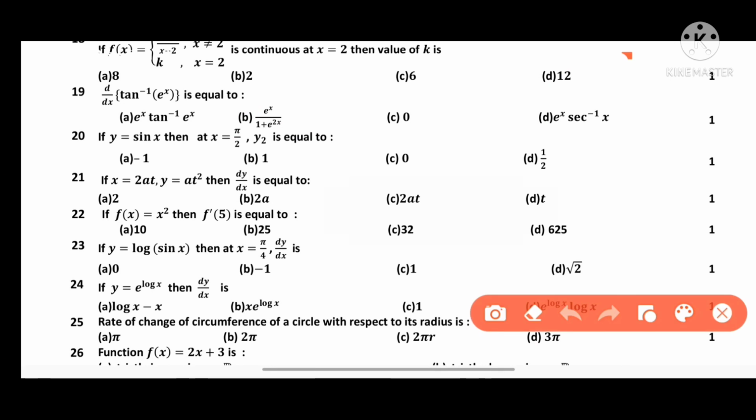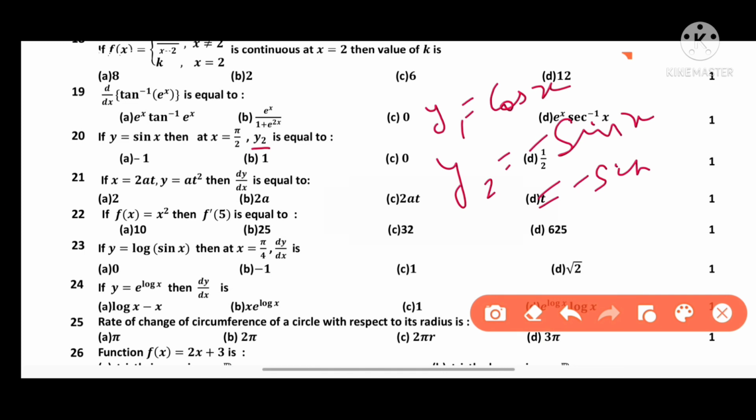Next, if y is equal to sin x, then at x is equal to pi by 2, y2 is equal to, because y is equal to sin x, y2 means double derivative. First of all, y1 is equal to cos x, then y2 is equal to minus sin x. Put value of x is equal to pi by 2, minus sin pi by 2, that is minus 1. So answer is A option.